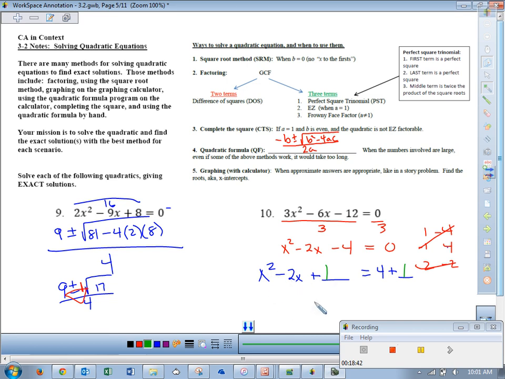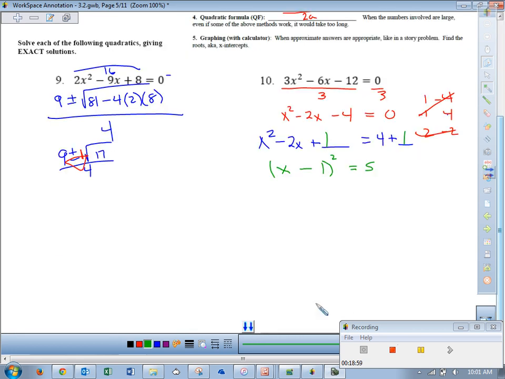Now factor this perfect square trinomial. That's the part that people kind of are like, okay, now what do I do? Square root of the first guy, square root of the last guy, and the sign of the middle guy. Quantity squared equals 5. Then square root both sides. Then add 1 to both sides.